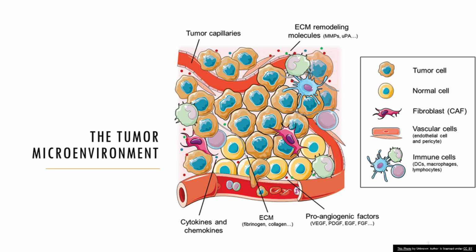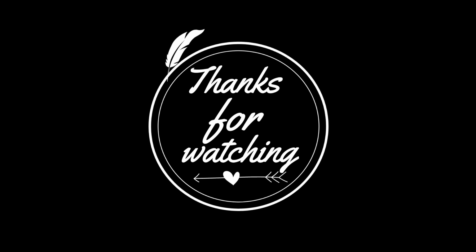So now that you have a basic grasp of what a tumor microenvironment looks like, we're going to move further and discuss our cell cycle, which is yet another fundamental concept that you need to know in order to understand what goes wrong in a cancer cell.